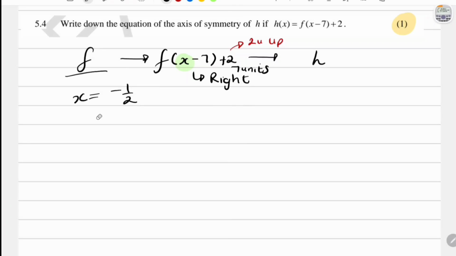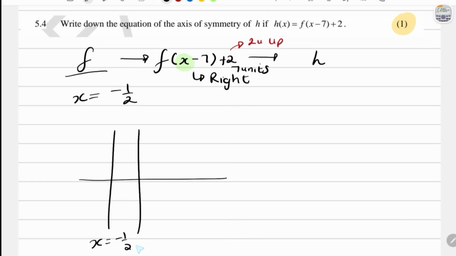We just have to think about what the new equation of the axis of symmetry is going to be. Now you have to take note that the axis of symmetry is literally just an x value. It's a vertical line. So if you had that vertical line of x being equal to -1/2, and now we know that the new graph of h moved 7 units to the right and 2 units up, think about how this is going to look.